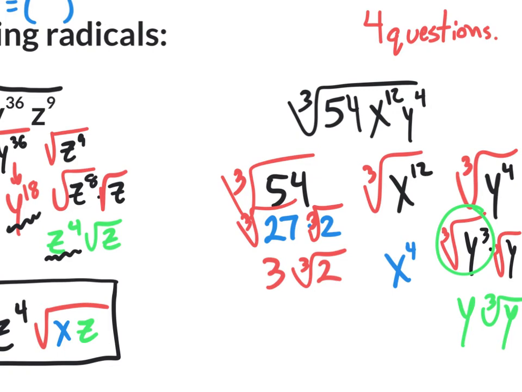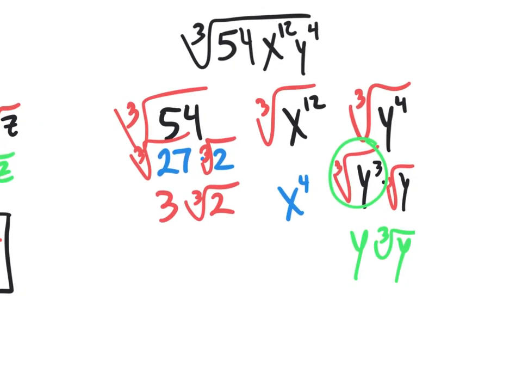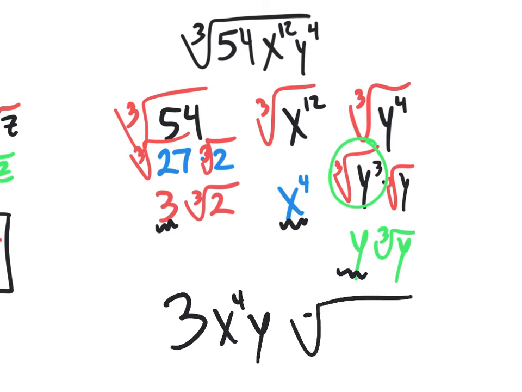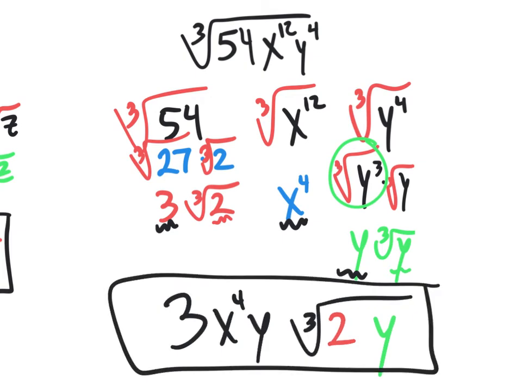So I have all these different answers, and I need to organize those answers and put them together. I want to keep the radicals together underneath one single radical, and everything that's outside of the radical in the front. So let's do that. The first part of my answer will be 3. Second part, x to the fourth, y. Again, 3, x to the fourth, y. And now we're going to put the third roots, and we're going to put the 2 right in there, and we're going to put the y also right in there, and we are done. 3x to the fourth y, third root of 2y.